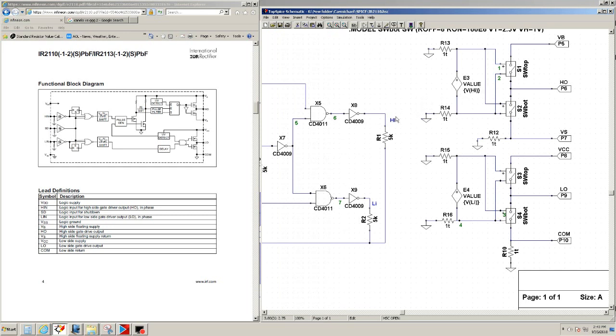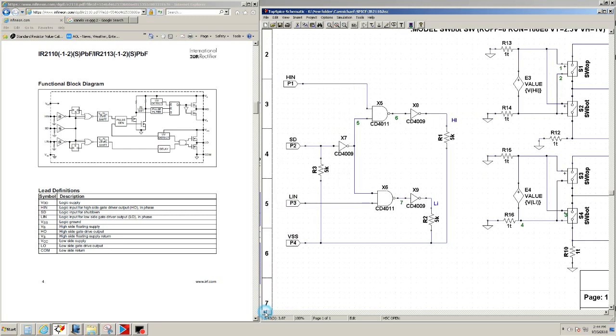So basically it's monitoring that node. If this node goes to 10 volts, then it's going to put 10 volts across that, and it's going to turn on the switches. Likewise, the bottom and the top are both connected to this one, and this one is monitoring this node, VLI. VLI is this node. And then this is just basically logic gates.